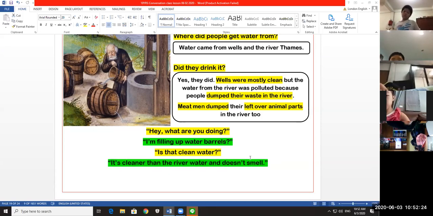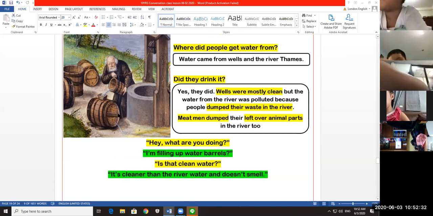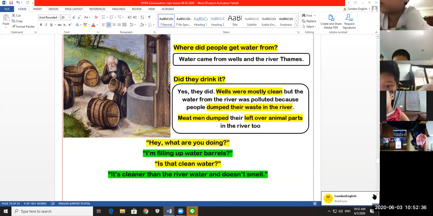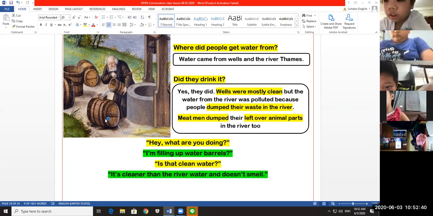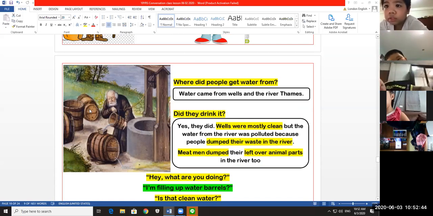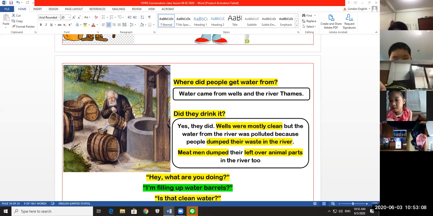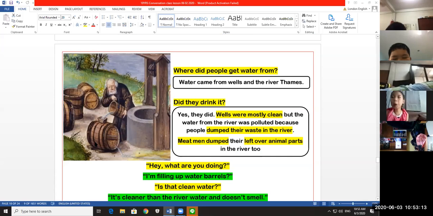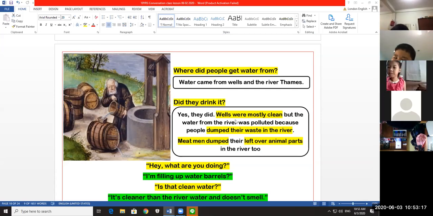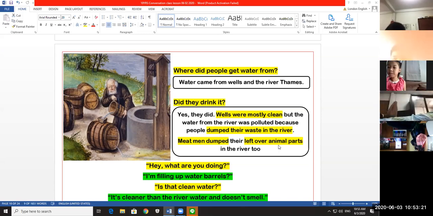Okay, so that's good. This word here is called filling. This is what he's doing in this picture. He's filling up the barrels with well water. Now, in London at the time, they had a lot of wells, but they were not close to the river. If you lived close to the river, you got your water from the river. If you lived further away, you used a well to get your water. The well water was clean, but the river water wasn't, because of waste being dumped in the river, and also animal waste as well.